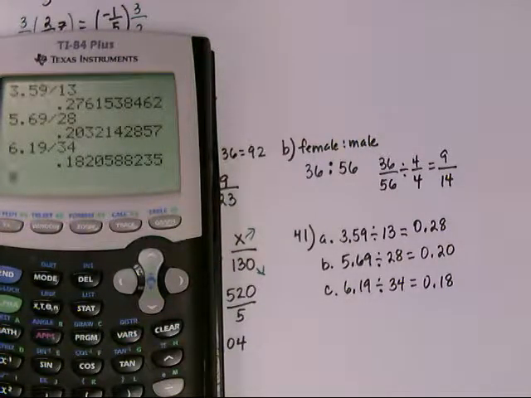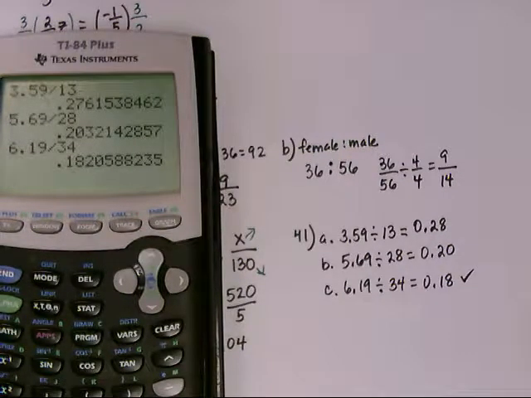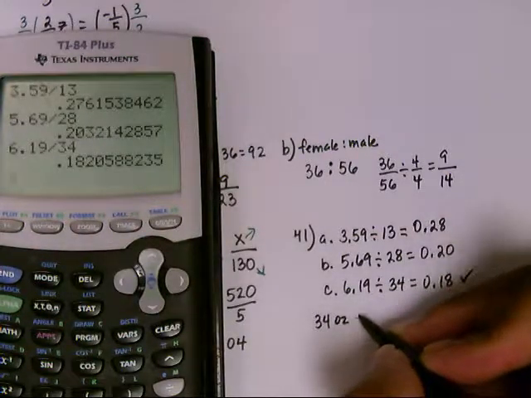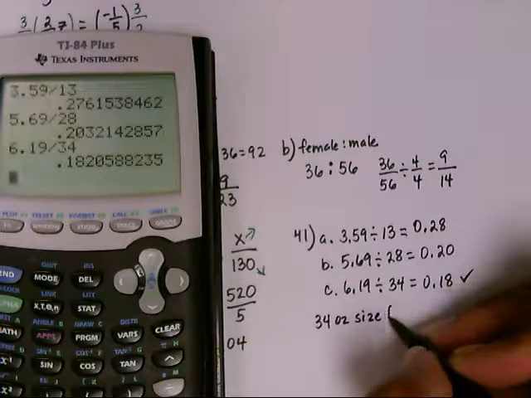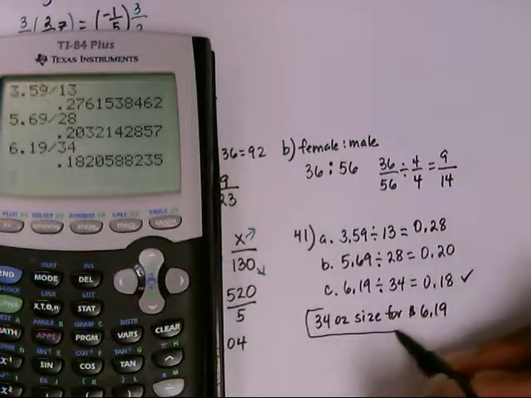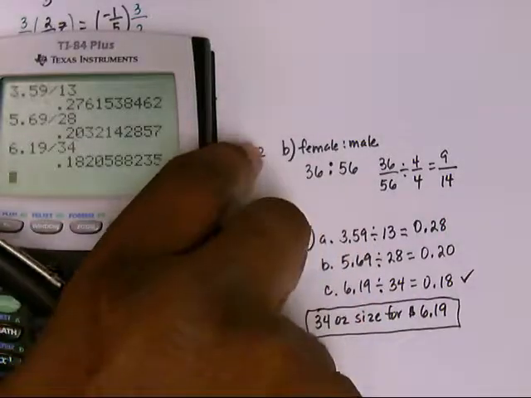Now, the smallest price per unit would be the better buy. In this case, if you look at these options here, it's going to be option C, where you have a 34-ounce size for $6.19. That would be the better buy than the other two. Okay.